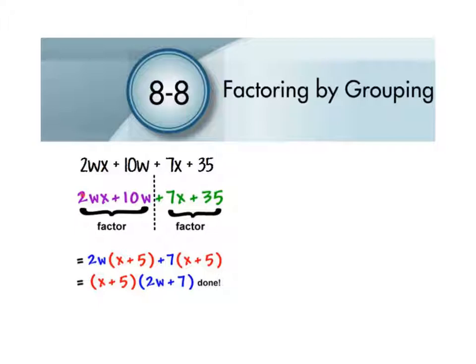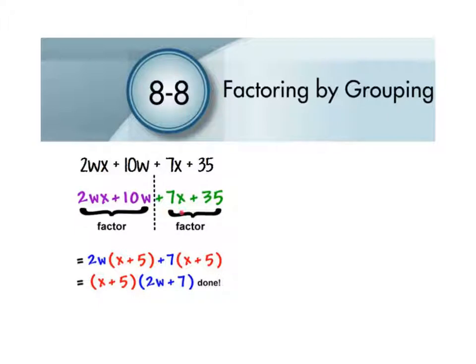So when I look at it, as far as the 2 and the 10, I know that I could factor out a 2, and both terms have a W. So you can see down here that I've factored out the 2W. When I factor 2W out of this, all that's left is this x. Factor a 2W out of this, I get a plus 5.